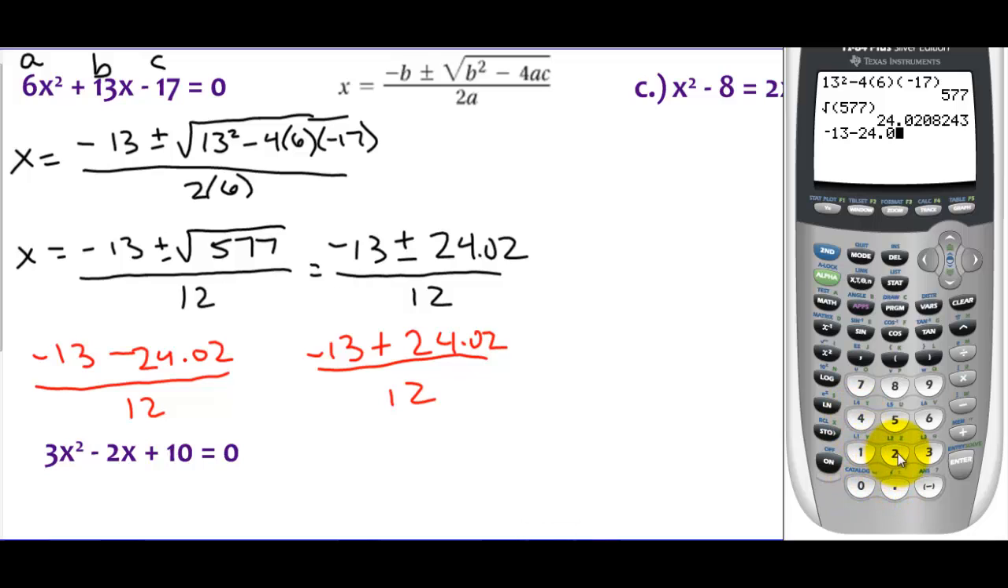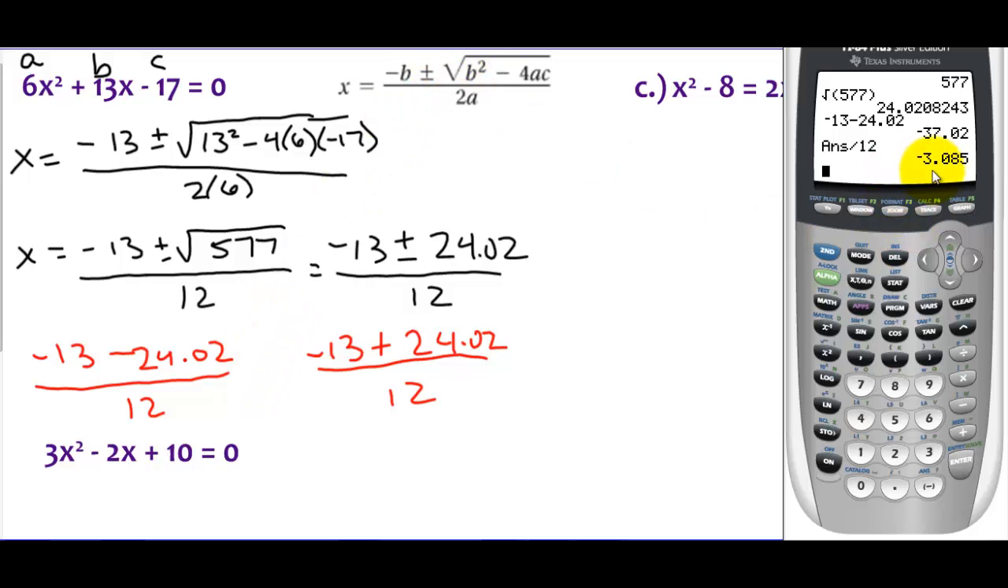Watch what I do here. I'm not going to write in right now divided by 12. Right? The calculator thinks that you mean 24.02 divided by 12. We don't really mean that. So do these on separate steps. Get your numerator simplified, get your answer, then divide by 12. Okay, so a little thing on the calculator, just be careful about that.